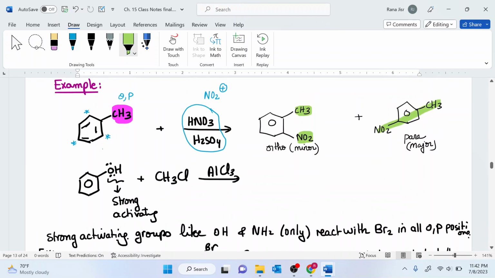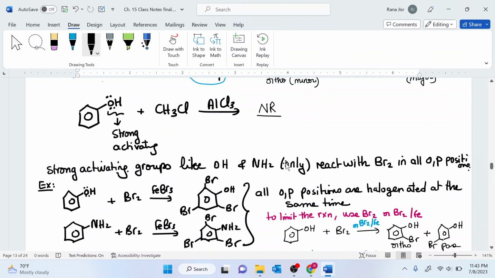Another example over here: if I have an OH on the benzene and I'm doing Friedel-Crafts, remember the limitations of the Friedel-Crafts reaction. Friedel-Crafts does not happen with a strong activating group like an OH or NH2. These are the only groups where Friedel-Crafts does not happen among the strong activators. So over here, I would end up having no reaction.